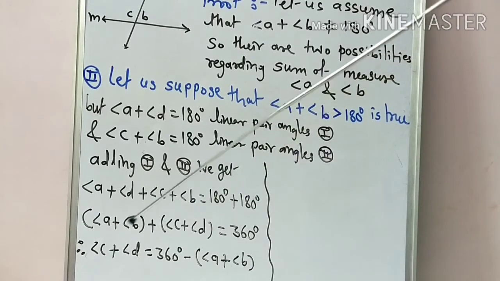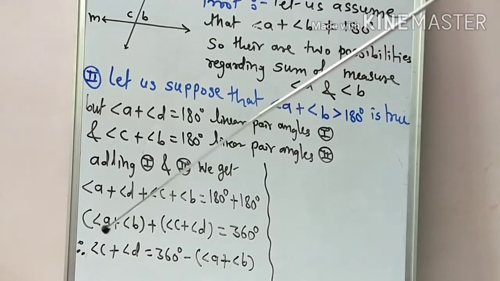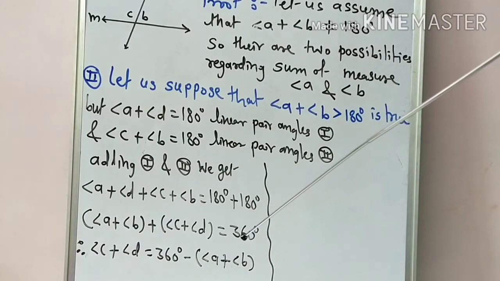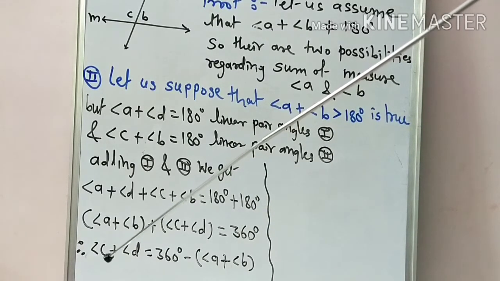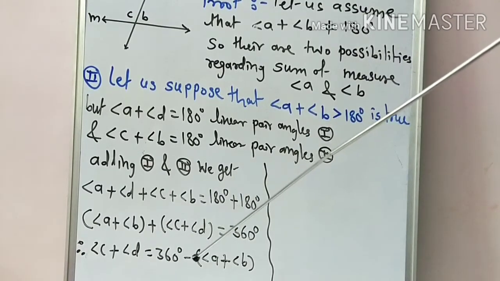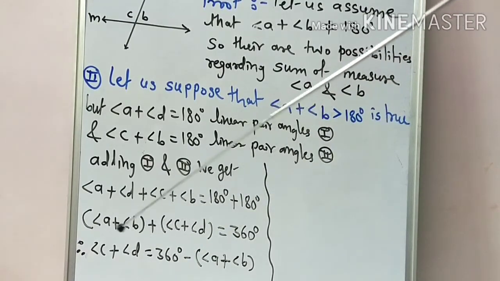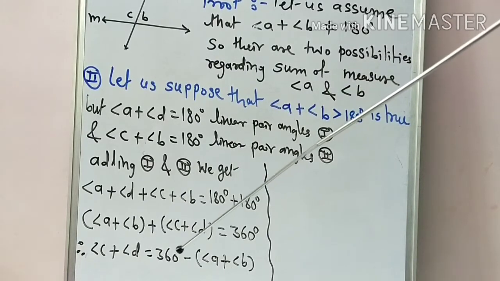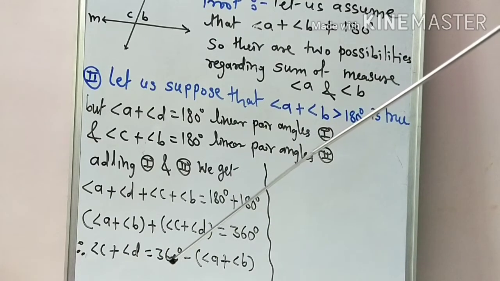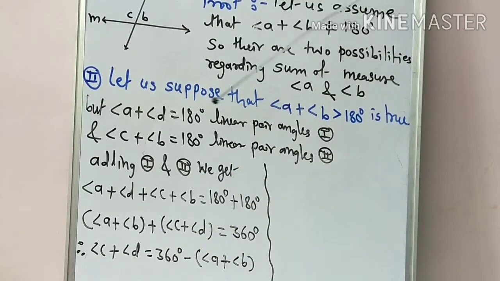Okay, and as we take this whole sum, that first bracket angle A plus angle B on the right side, what are we getting here, students? Angle C plus angle D is equal to what? 360 degrees minus that angle A plus angle B, means we have to subtract that sum of A plus B from 360 degrees. But we assume that angle A plus angle B is greater than 180 degrees.